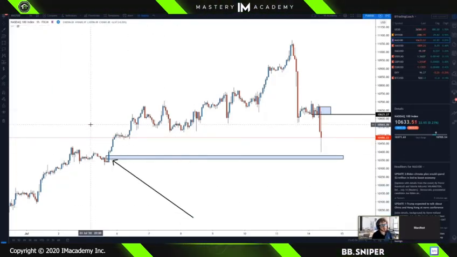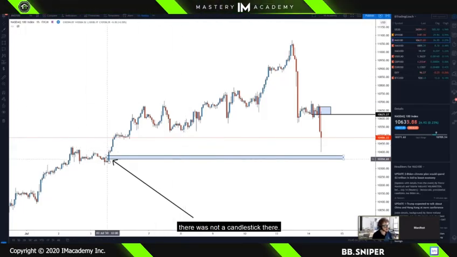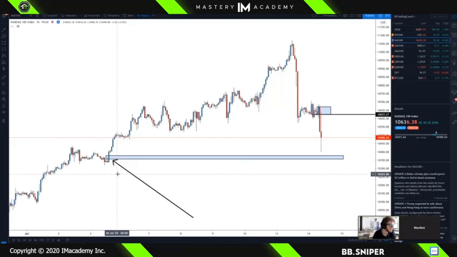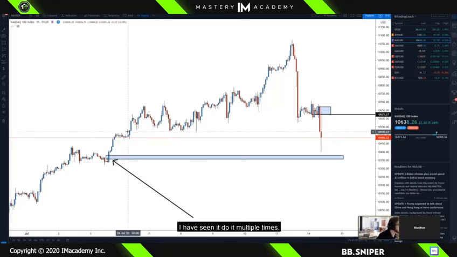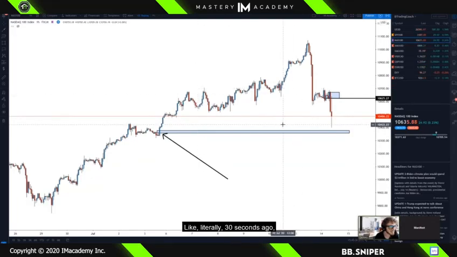And I don't know if it's just me, if my eyes are playing tricks on me or what, but a minute ago when we were looking at this exact same chart, there was not a candlestick there. There was a gap there, and now there's a candle. So did you see that as well, Jordan, or is it just me? Candlestick magically appeared. I'm wondering. I mean, I've seen it do it multiple times. It's like they just fill it in, just make up some magical candle. I don't know what just happened. Literally 30 seconds ago, there was a gap, and now there's a candle.